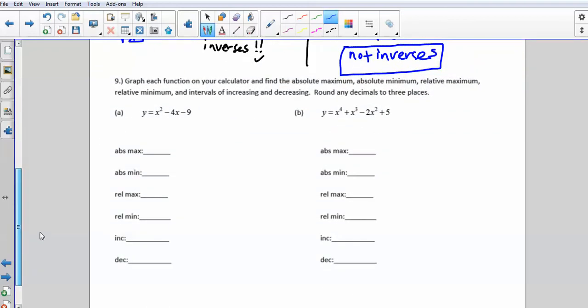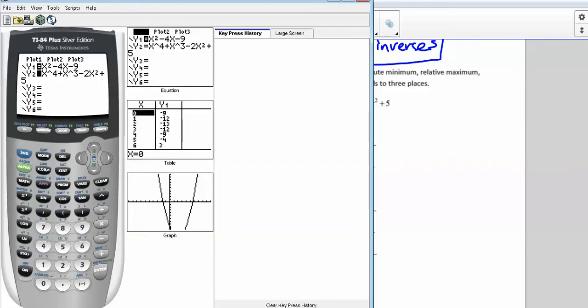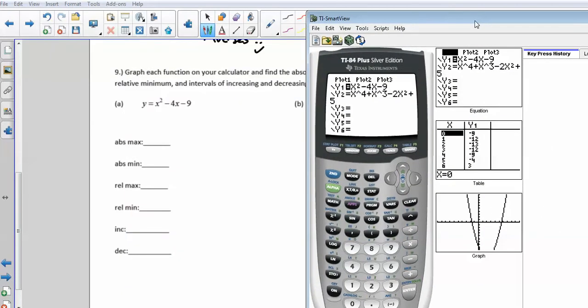Okay, number 9, we are graphing on the calculator, and we're going to use the values we find on the calculator to find absolute minimum, absolute maximum, etc. So you need to, on your calculator, go to your y equals button. Let me see if I can slide mine over. Alright, and I put the first function on my first line, y1. So I'm going to graph it right now.